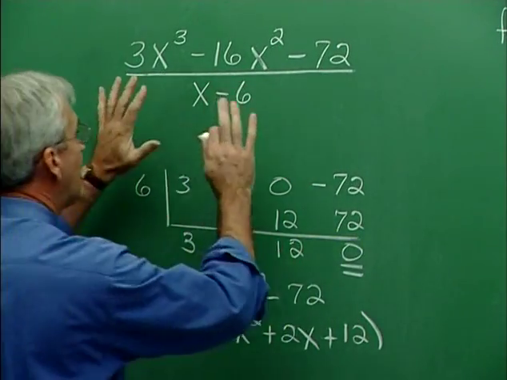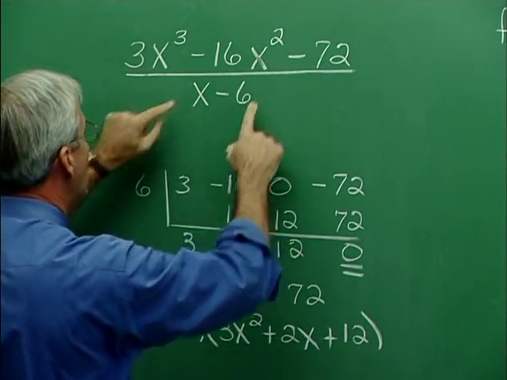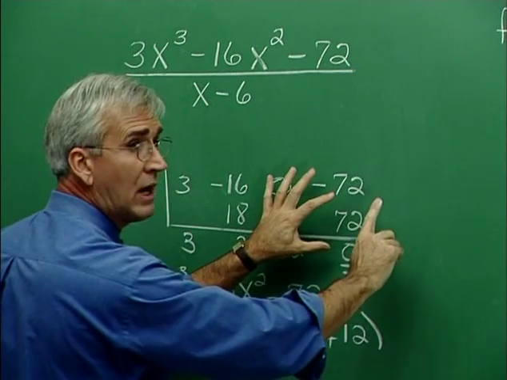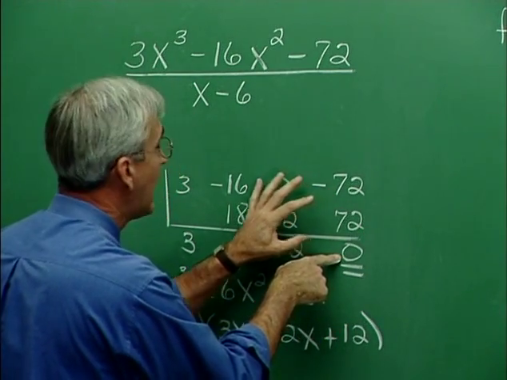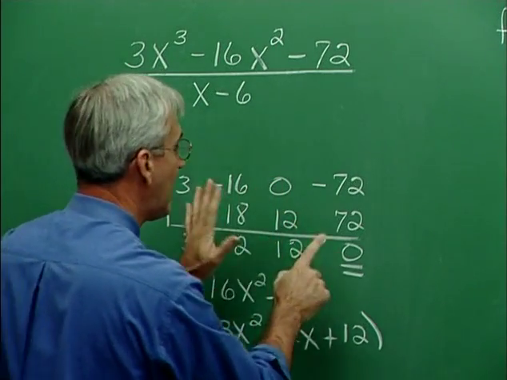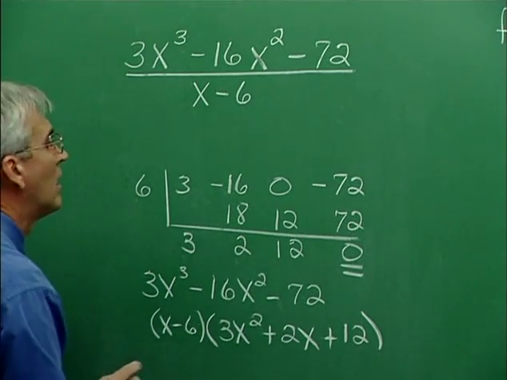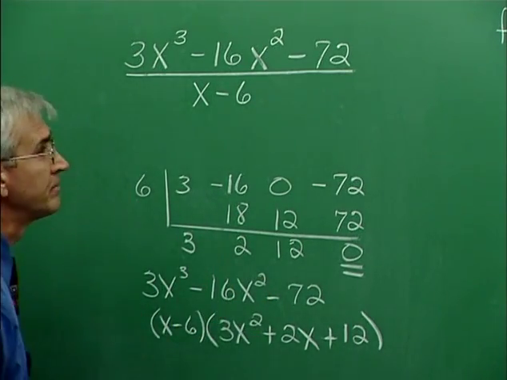That is, if we're testing to see if x minus 6 is a factor of this, then we would go through the synthetic division process, and if that remainder is 0, then yes, it is a factor, and if the remainder is not 0, then no, it's not a factor, you see. So we can make a determination about factorability, or whether or not we have a factor by using this process.